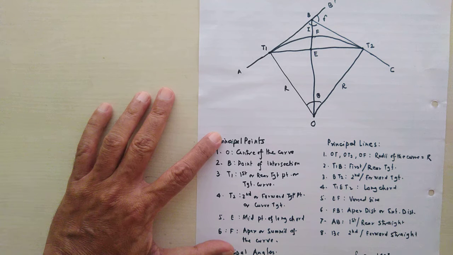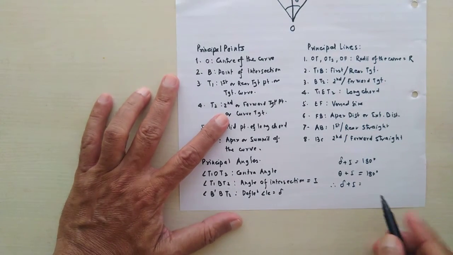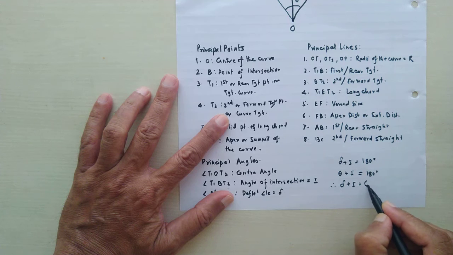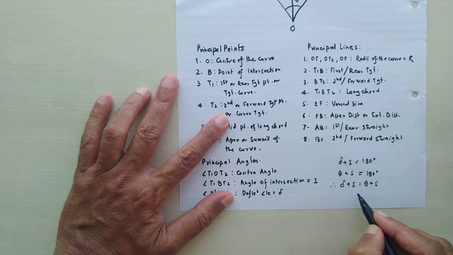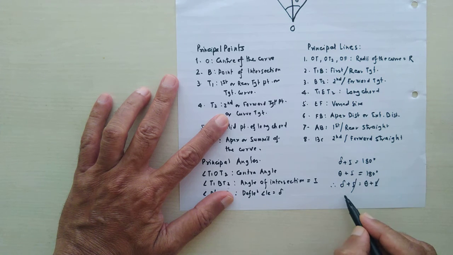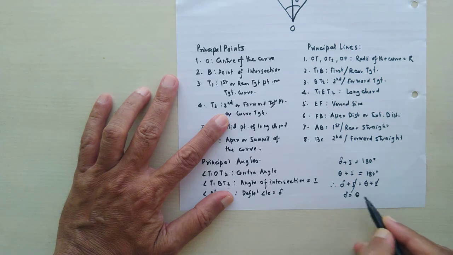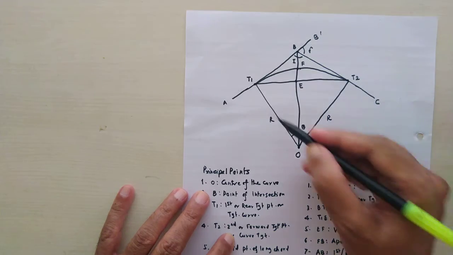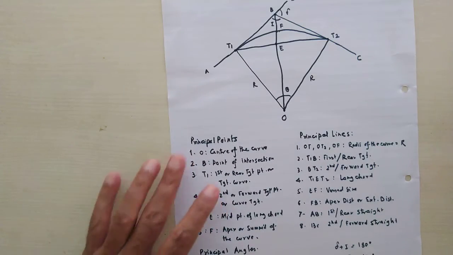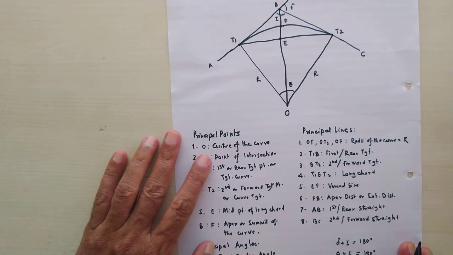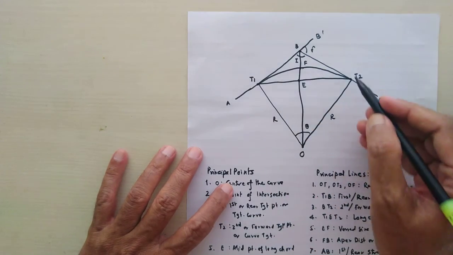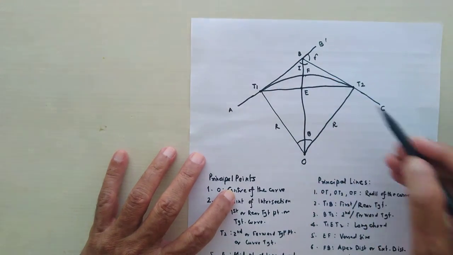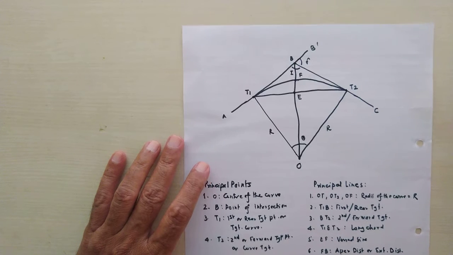So here I may say delta plus I is equal to theta plus I. Here I gets cancelled, and we may state delta is equal to theta. What is delta? Delta is the deflection angle. And what is theta? Theta is the central angle. So we can say that the central angle T1OT2 is always equal to the deflection angle B dash BC.